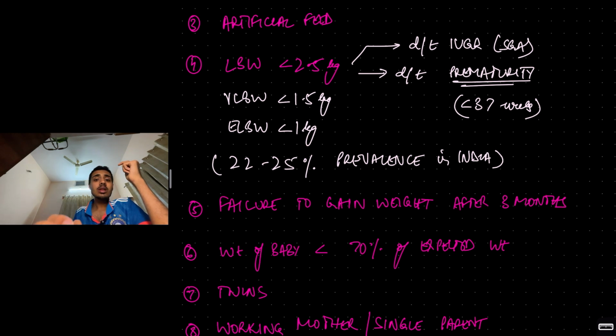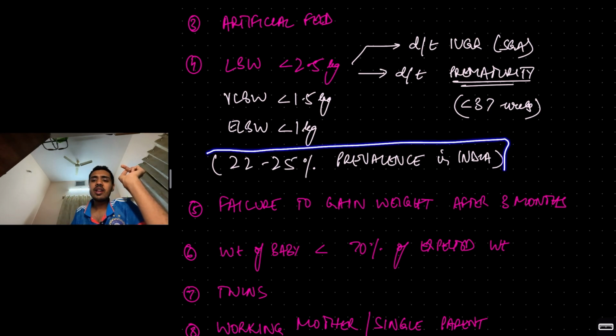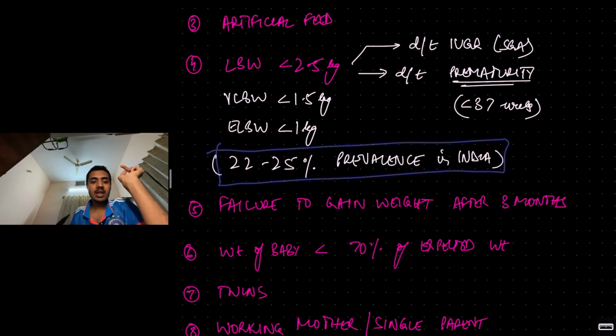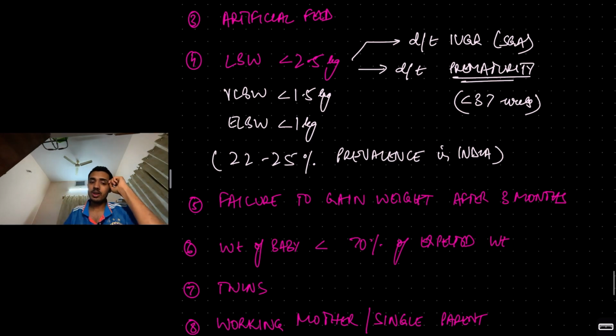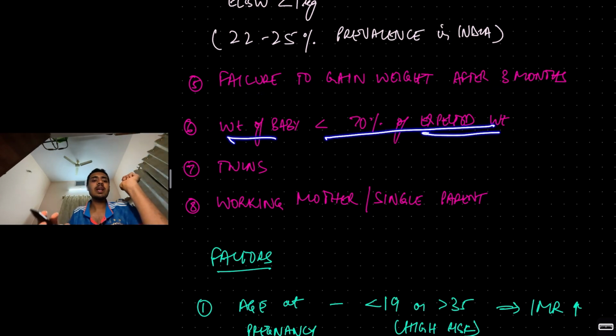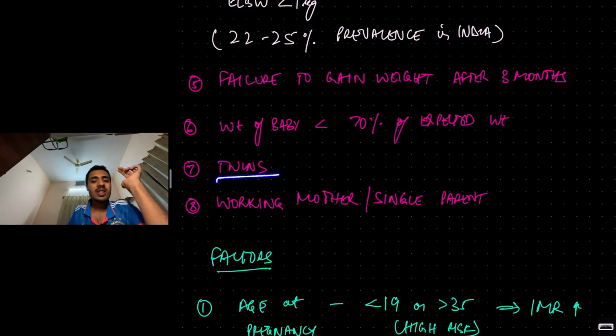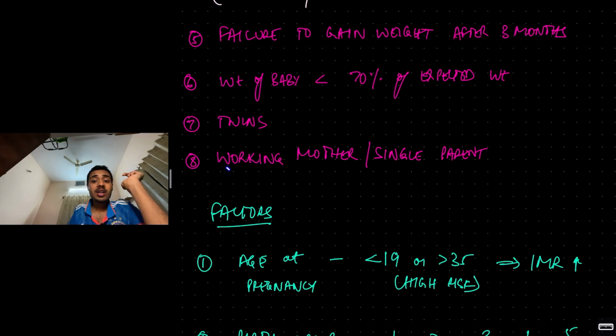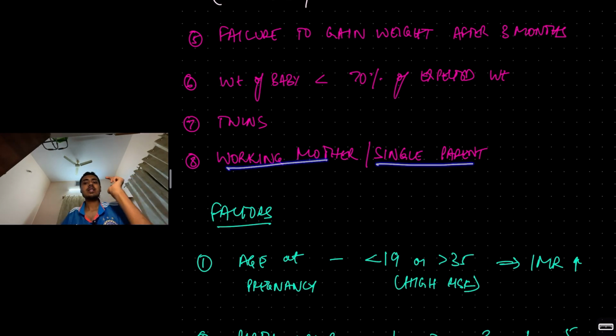So low birth weight itself is a risk. And in India, low birth weight is a huge problem. 22 to 25% of births in India are of low birth weight. Then, something related to weight, failure to gain weight after 3 months. Also, low weight of the baby, less than 70% of expected weight. Twins are usually born premature, so prematurity. Then a working mother or single parent, then also the infant is at risk.